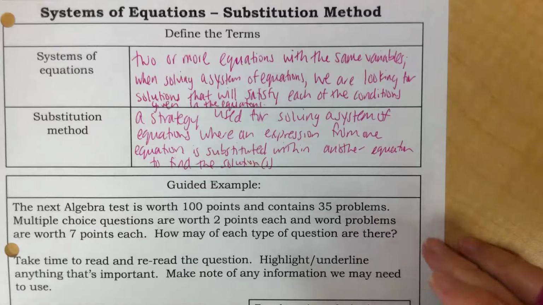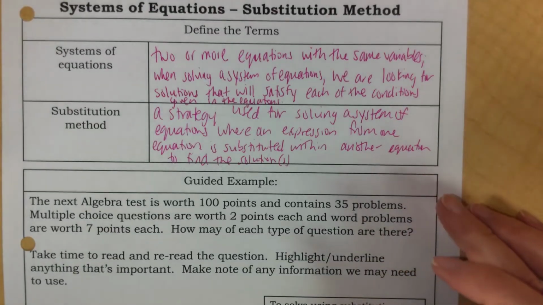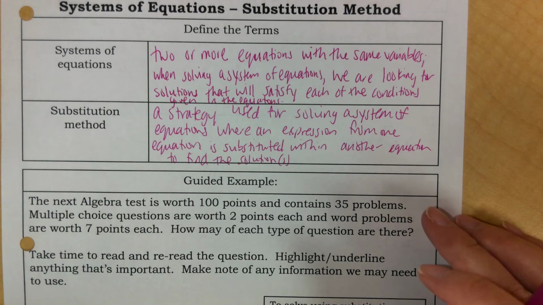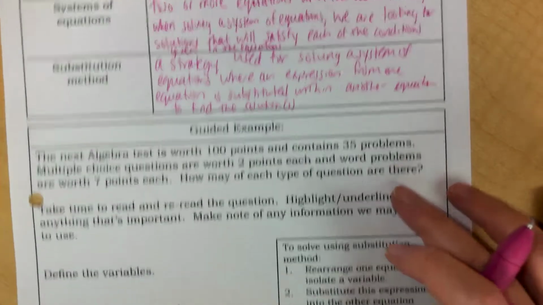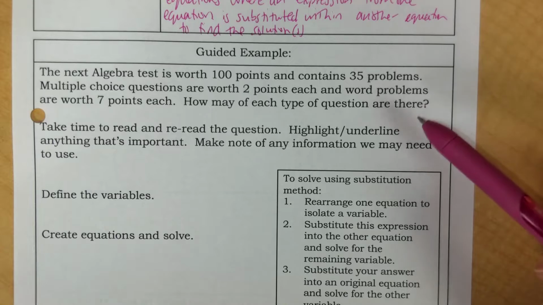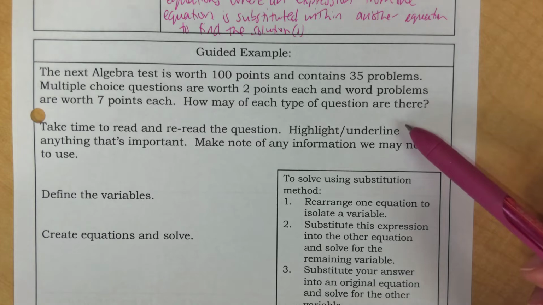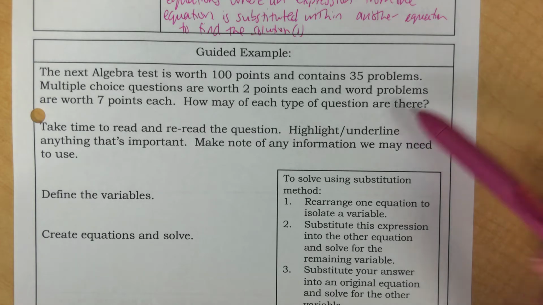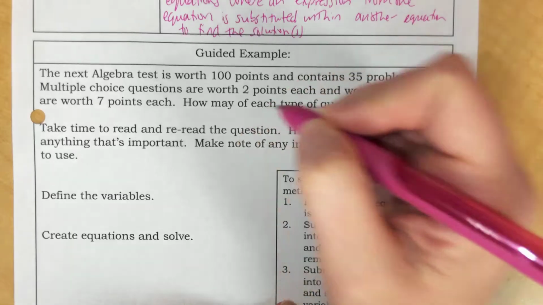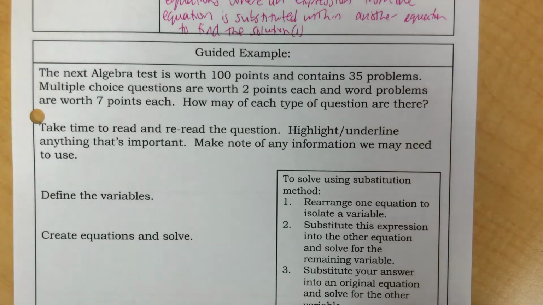Okay, so we're going to walk through an example to discuss this idea as a whole and this method of solving. The next algebra test is worth 100 points and contains 35 problems. Multiple choice questions are worth 2 points each, and word problems are worth 7 points each. How many of each type of question are there? So take time to read first and reread the question. That's going to be our first thing that we want to do. We're going to highlight and underline anything that's important and make note of any information that we need to use. So it's important that we really study the question and what's being asked.